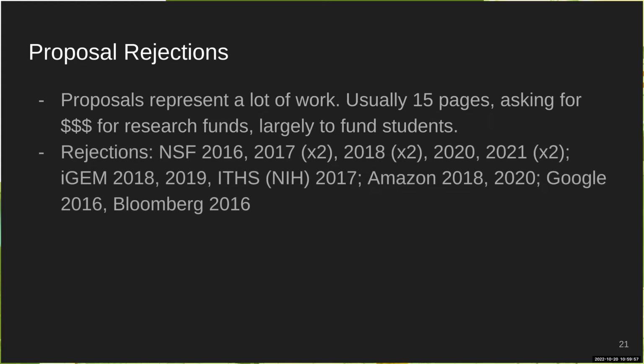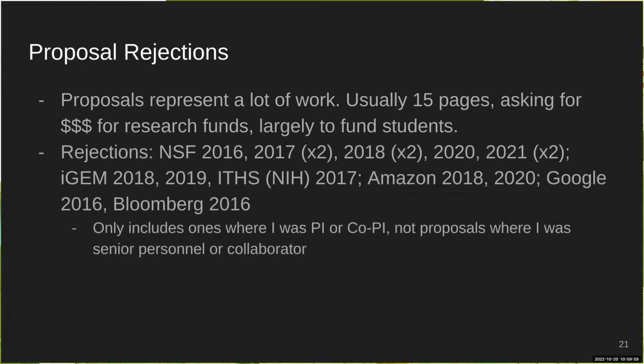These are ones where I'm either co-PI or PI. There's just as many of these where I've been in other roles like senior personnel or some other collaboration. Lots to NSF, some to companies where they have these annual things, one to NIH and some to IGEM, which is Idaho only. But man, the competition is really stiff.